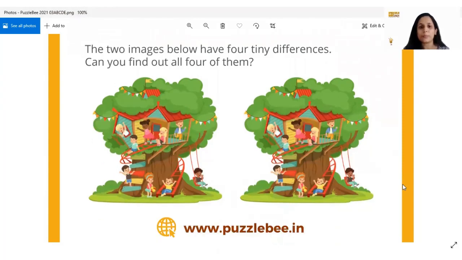Here we go. There are these 2 images. There's a tree house and some kids are playing around it. All you had to do here was check what 4 differences were there. Some of them I would say were fairly easy to spot, but a couple of them perhaps were not so easy. There's nothing much I can explain here, because this question is not the kind where any explanation is required. It's purely about observation, as I mentioned.